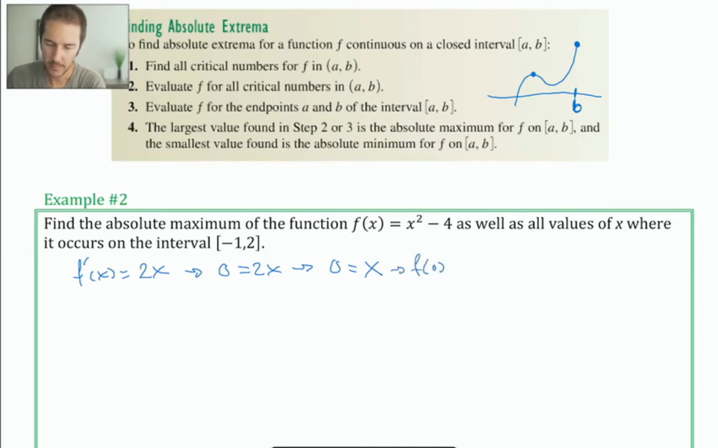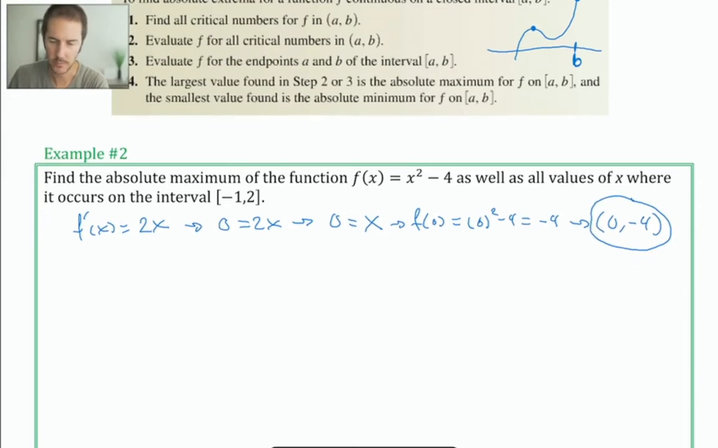f of 0. So I'm taking 0 and plugging it back into my original function now. And f of 0 is equal to 0 squared minus 4, which equals -4. So I'm going to write down this point 0, -4. And I think I'll even put a circle around it to make sure it doesn't wander off. I want it to catch my eye.